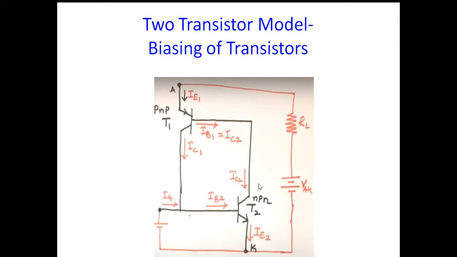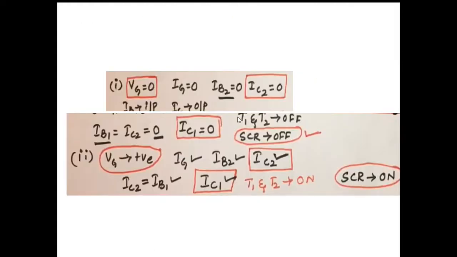This output of transistor 2 is the input of transistor 1, IB1. So IC2 is equal to IB1. IB1 will also become 0. When the input of transistor 1 is 0, the concerned output will be 0. That means IC2 is equal to 0 and IC1 is equal to 0. So both transistors T1 and T2 will be in off condition. Once both transistors are in off condition, the SCR is also in off condition.